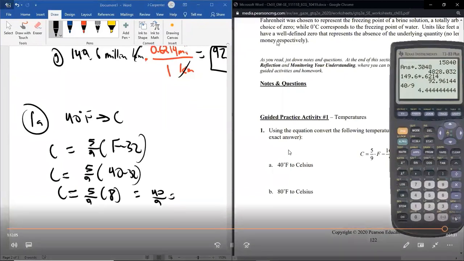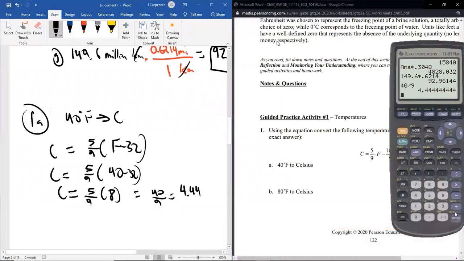40 divided by 9 is 4.44. Now we know we're in Celsius, so it's 4.44 degrees Celsius. So 40 degrees Fahrenheit is equivalent to about 4 degrees Celsius. Then you say, does it make sense? Well, yes, because 32 degrees Fahrenheit is 0 in Celsius, 40 is close to 32, 4 is close to 0. So I'd say that makes sense.